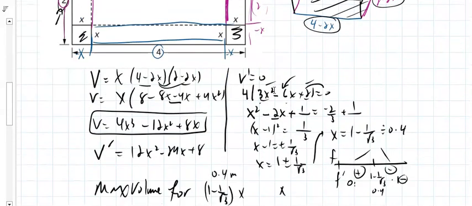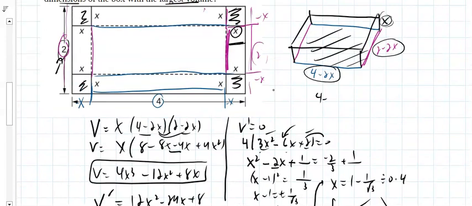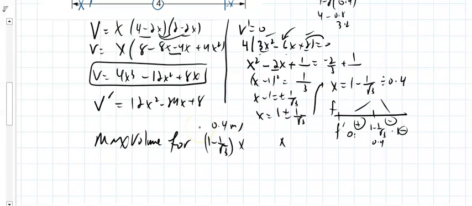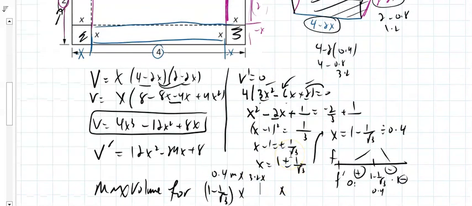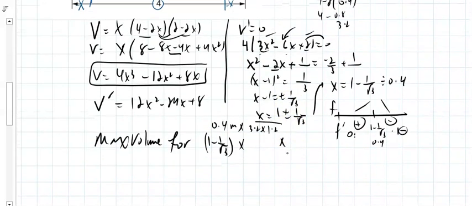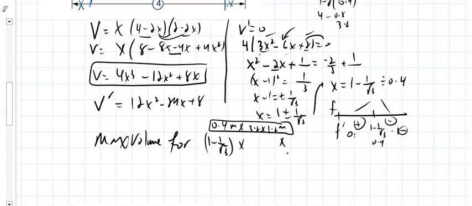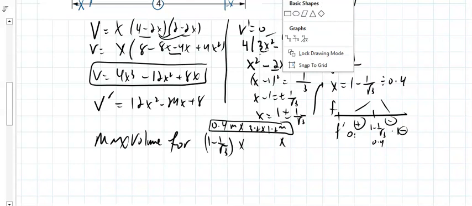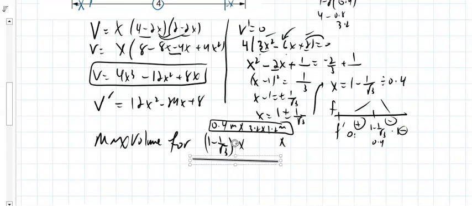I'll go up there. If I take 4 minus 2 times 0.4, that's roughly 4 minus 0.8, that's about 3.2. And if I take 2 minus 0.8, that will be 1.2. So I could say it is 0.4 by 3.2 by 1.2 meters. Again, they want the dimensions. That'll do. And if they want the volume, you multiply those out, and it gives you the maximum volume.